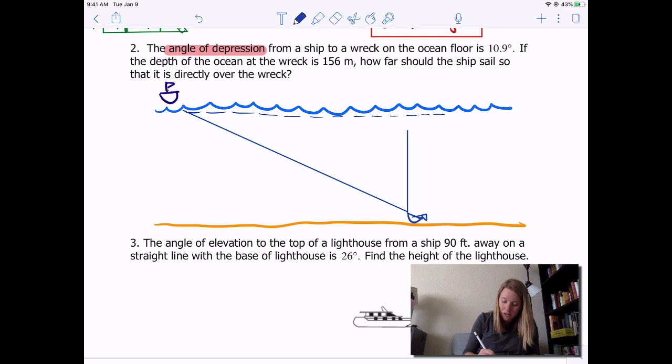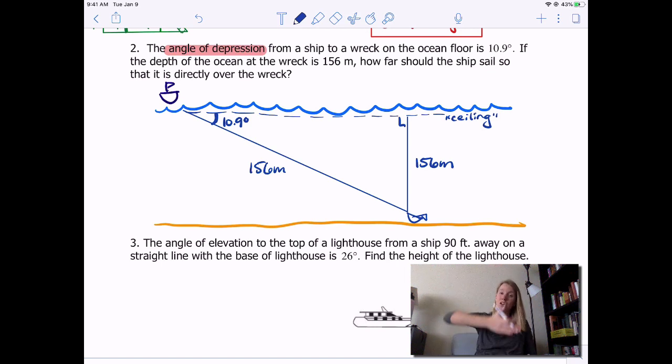So I can actually draw this triangle right here. Okay, I can have a right angle. This is my ceiling, which means that this is the angle of depression. Okay, so the angle of depression is 10.9 degrees. And the depth of the ocean at the wreck is 156 meters. So I want to know, is that 156 meters here or 156 meters here? Well, it's talking about the depth of the ocean. When we measure the depth of the ocean, we always measure from the surface to the actual bottom of the ocean, so the actual ocean floor. So it's going to be the vertical distance. And then they want to know, how far should the ship sail so that it's above the wreck? Well, the ship can't sail at a diagonal into the water. It's not a submarine. So we're actually looking for this side of our triangle.